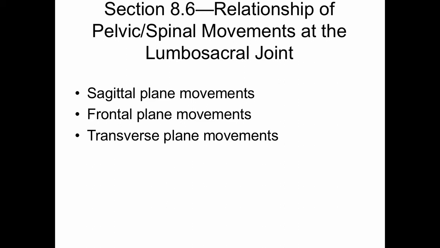Pelvic spinal movement at the lumbosacral joint is possible within each of three cardinal planes: sagittal, frontal, and transverse. Pelvic movements can be understood as the reverse actions of the muscles that cross the lumbosacral joint from the trunk to the pelvis.